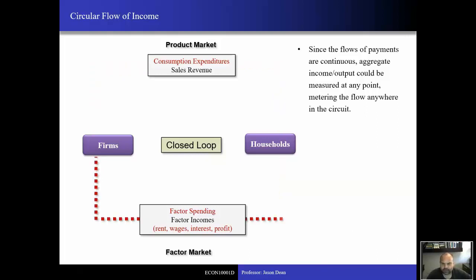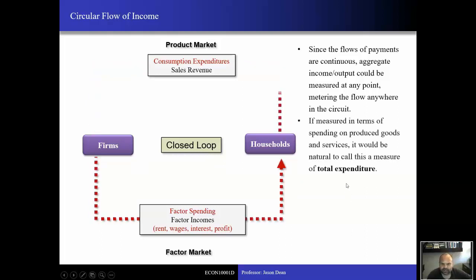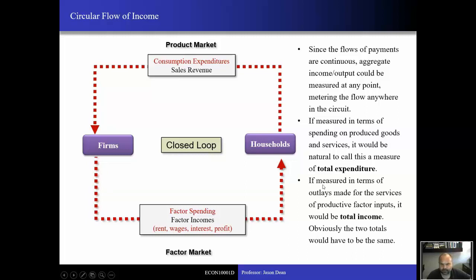An important thing to glean from this is the fact that total expenditures, upper red arrow, so that's how much households spend, and that comes from the income they get from firms. So we can see here in this closed loop that total expenditures will always equal total income. Okay, and it will also equal the total value of production.